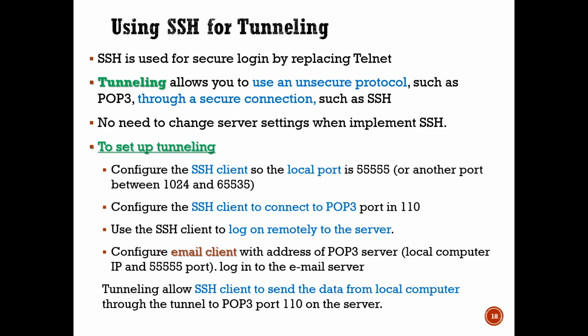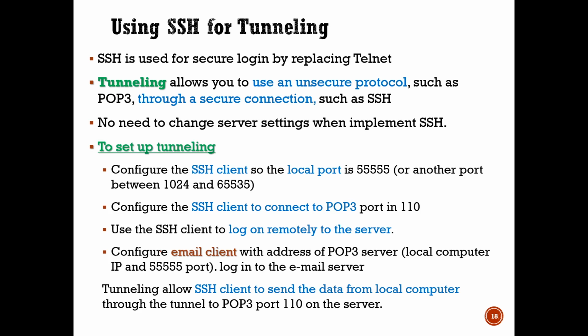Okay, so how can we use SSH for tunneling? SSH is used to secure a login by replacing telnet. Remember this, you also need to be able to differentiate between SSH and SSL. SSH is used for remote access, a secure remote access, while SSL is used for transmission. As we know, telnet is an unsecured way of remote access, and there are also many unsecured ways of transmission and accessing. For example, POP3 is also unsecured because it sends the username and password in plain text.